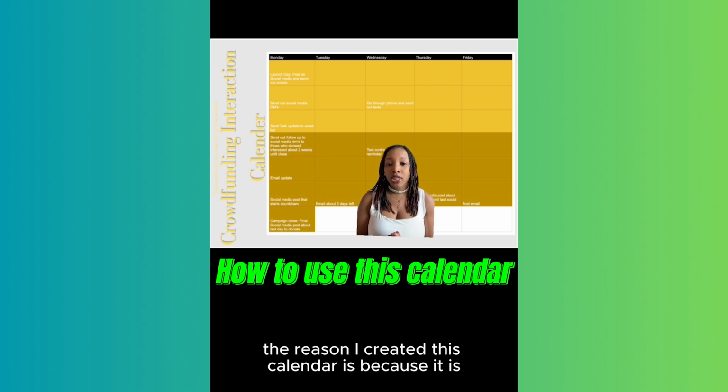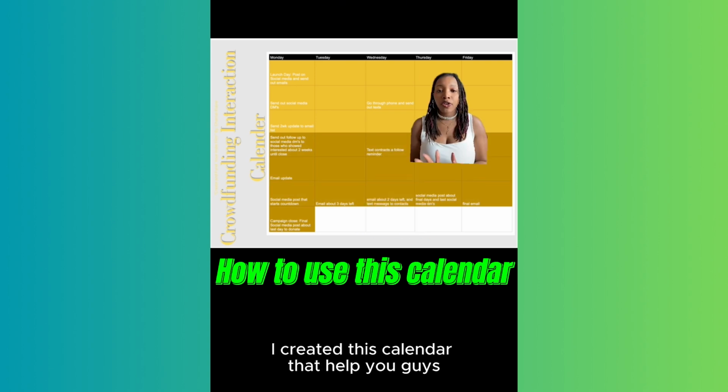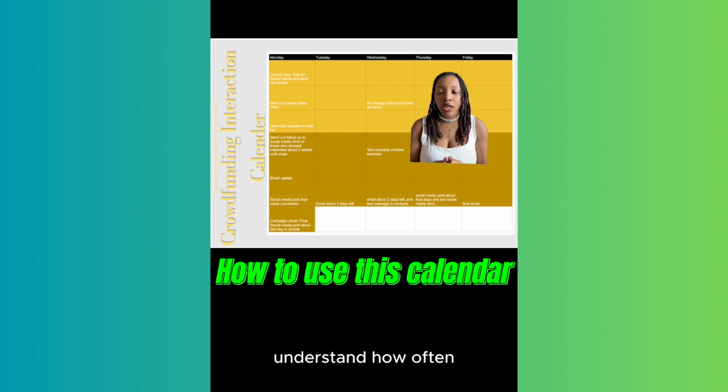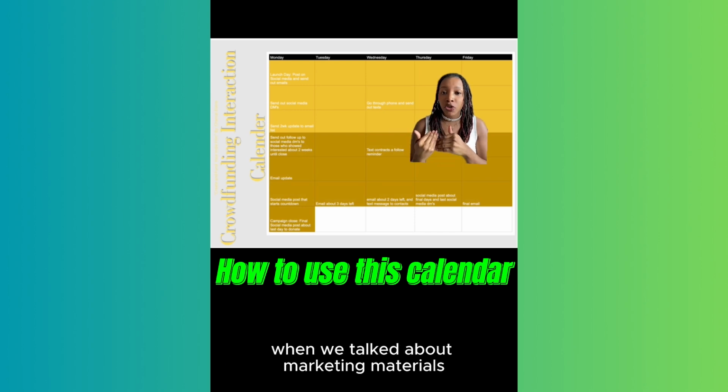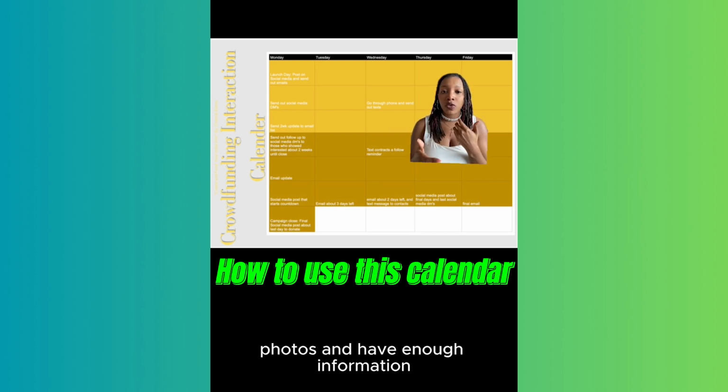The reason that I created this calendar is because it is going to help you build a marketing plan to getting donations for your crowdfunders. And this is literally all the steps that I followed. I created this calendar to help you understand how often you should be interacting with people outside of social media. So all these blank spots that you see, that's for when you should be posting about your crowdfunder on social media. In our previous stage, when we talked about marketing materials, you should have gathered enough photos and have enough information and enough of your idea fleshed out to be able to fill all these spaces.